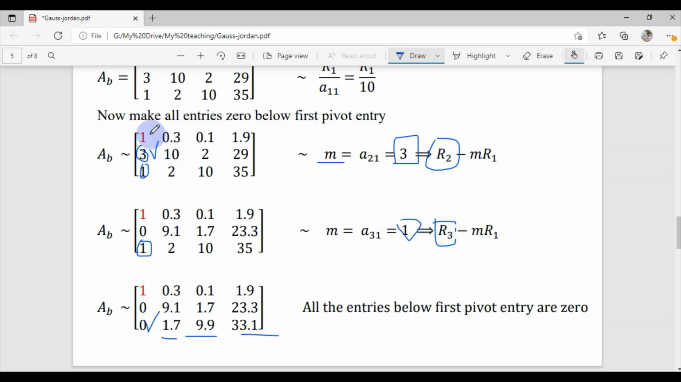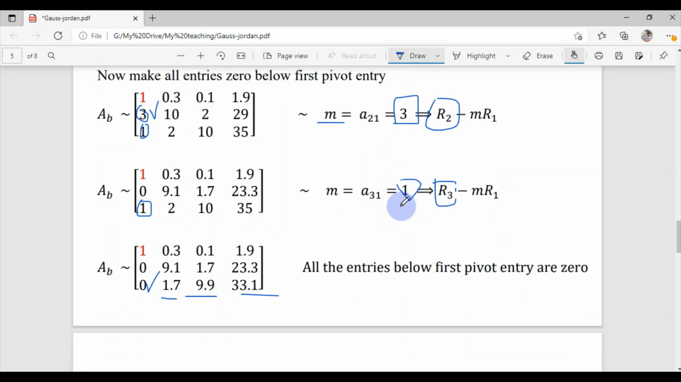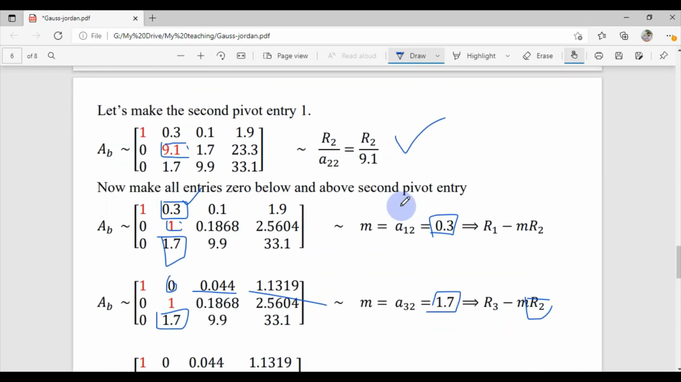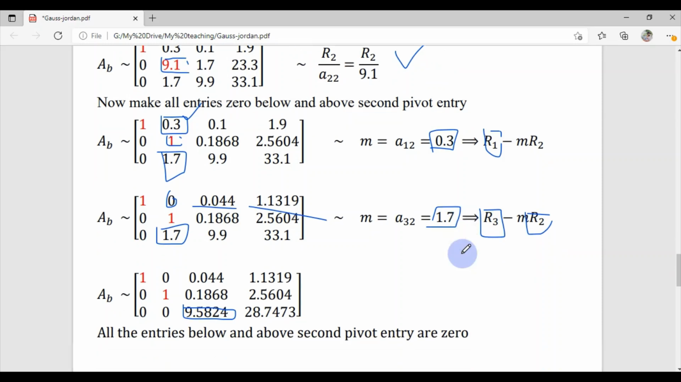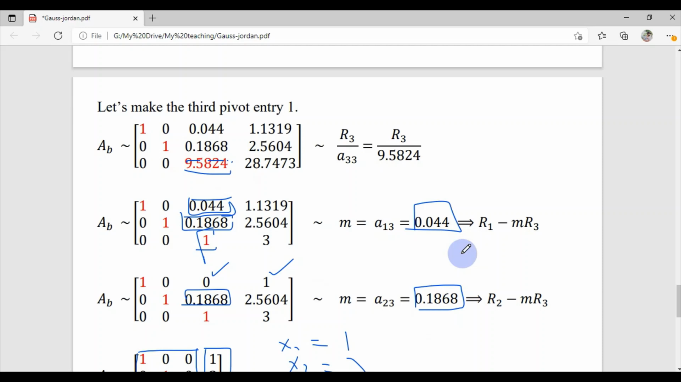I'm doing this for the first pivot entry, and I will only make the changes in row 2 and row 3, since I want to make the entries in rows 2 and 3 zero. When I am in the second pivot entry, I will only make changes in row 1 and row 3, since I don't want to make that pivot entry 0. And if I am in the third pivot entry, I will not play with the 3, I will only make changes, or make zeros, in row 1 and row 2.